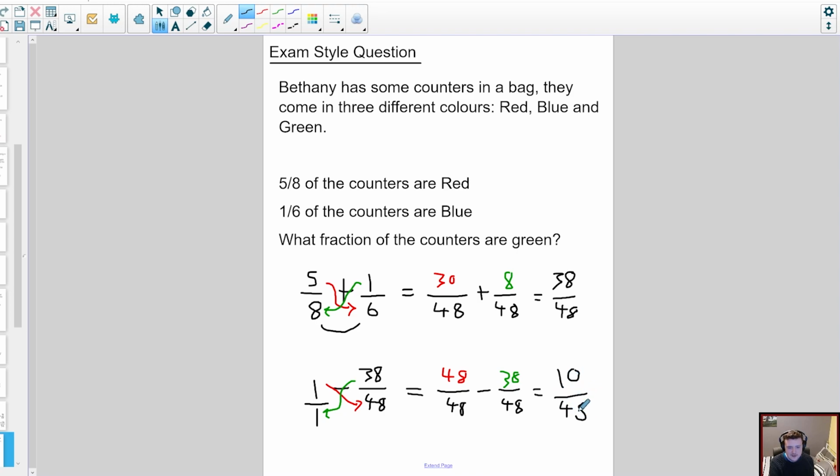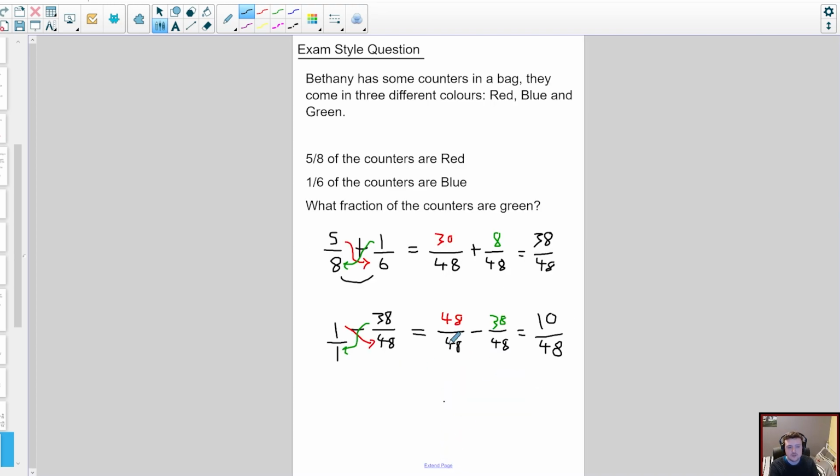You may have been able to see that already, but I just wanted to show you that we can do this method even to work out what's left by taking away the 38 from 1. So what we've got is 10 out of 48. That, of course, isn't our answer because we can simplify this a little bit more. If we half both of these numbers, because they're both even, our final answer is going to be 5 out of 24. And that's going to be our final answer because we can't simplify this anymore.